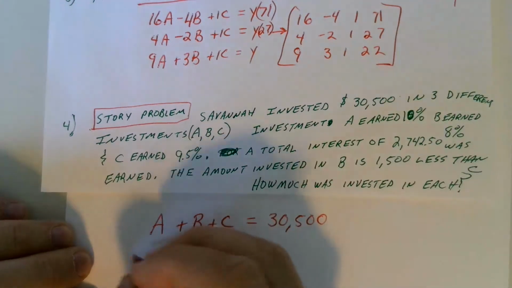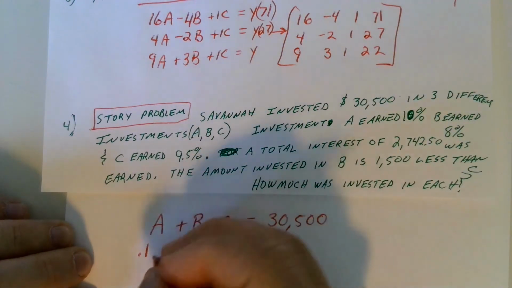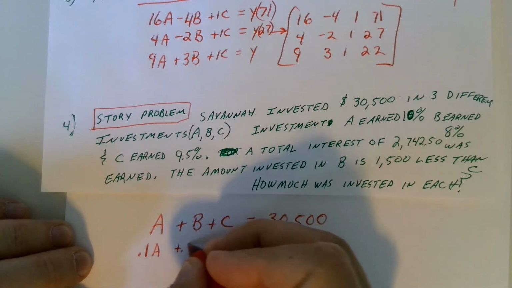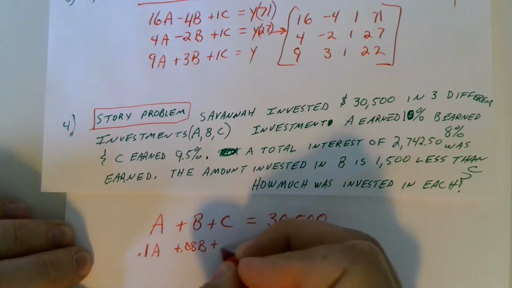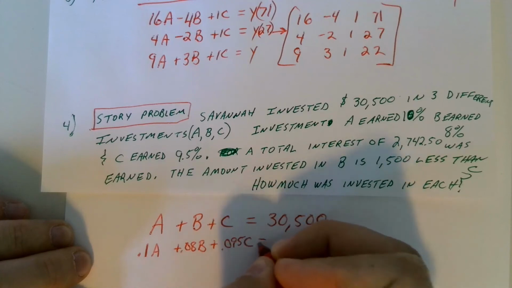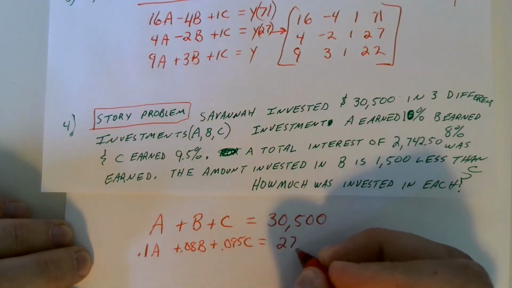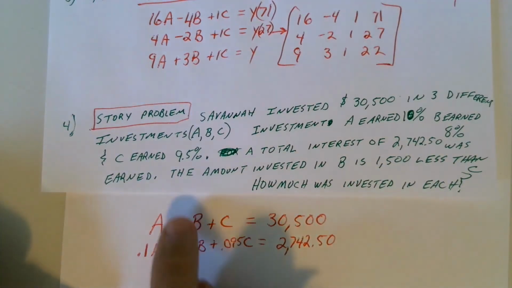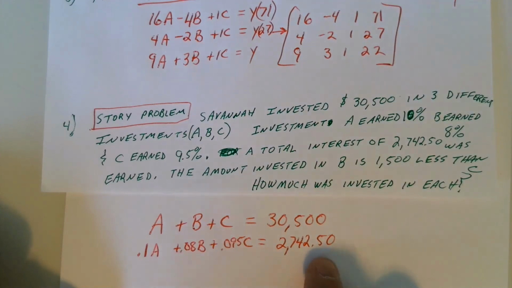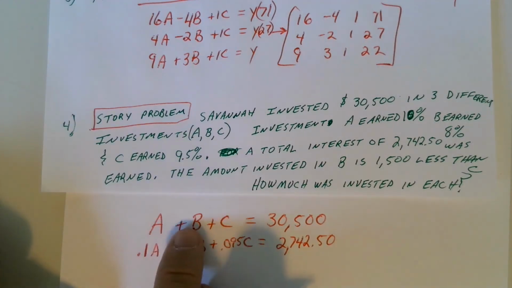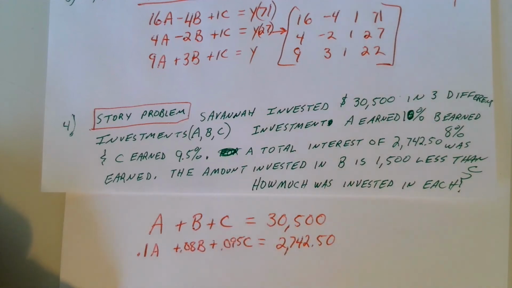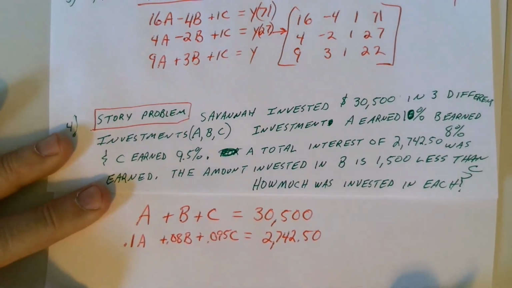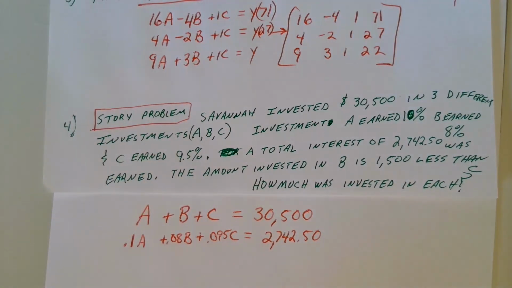I also know that 10% of A, 0.1 of A, plus 0.08 of B, plus 0.095 of C ended up being $2,742.50. That the interest that we earned on whatever these investments were ended up being that. So I've gotten 2 totals and 3 relationships between those totals. But you can see I have 1, 2, 3 variables. I got 2 equations. At this point right now, there's nothing I can do, right? I have to have a third equation.